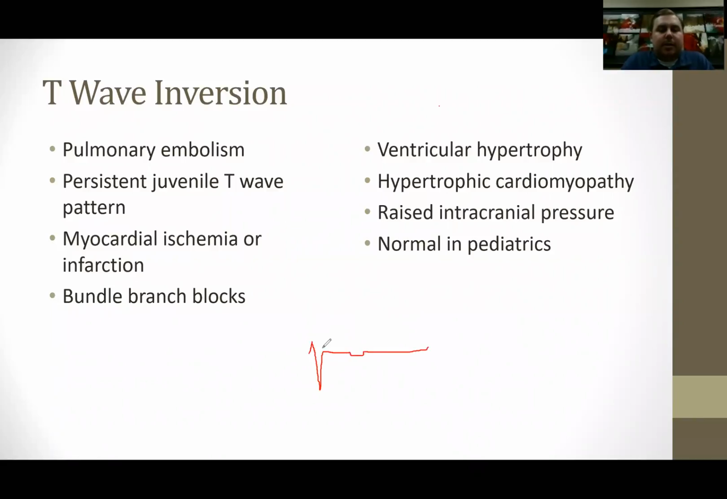Your bundle branch blocks cause abnormal repolarization along with ventricular hypertrophies. Hypertrophic cardiomyopathy is like a severe hypertrophy, essentially. I already talked about raised intracranial pressure causing T-wave inversions, and then pediatrics sometimes, until their heart kind of levels out, have these T waves in the septal and anterior leads. So that would be kind of the same thing as this persistent juvenile T wave, just in a pediatric.